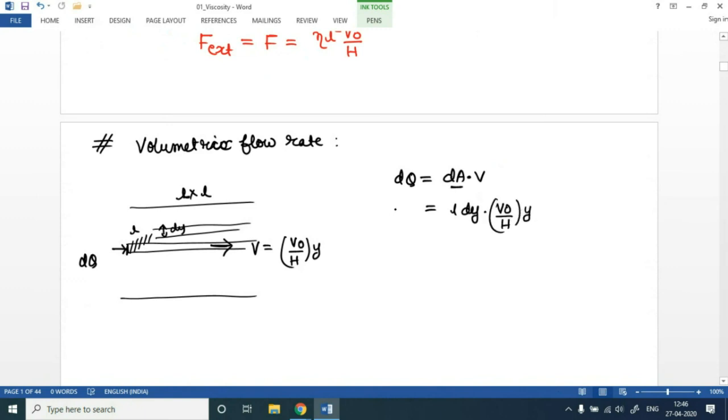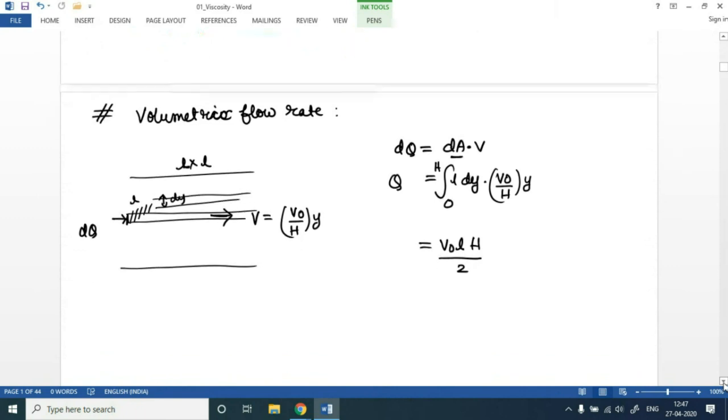So when we integrate this term from, let's say, 0 to capital H, what we will be getting here is simply V naught L into H by 2. So that would be the volumetric flow rate of the liquid between the two plates over here. And let's try to look at another aspect of this.